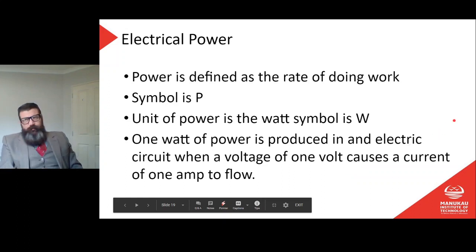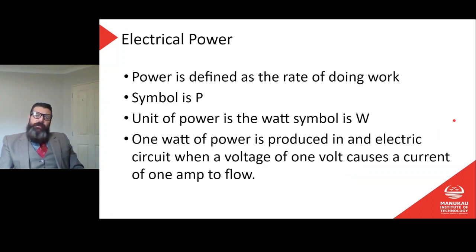Electric power. Power is defined as the rate of doing work. The symbol is P. The unit of power is the watt. The symbol for a watt is W. 1 watt of power is produced in an electric circuit when a voltage of 1 volt causes a current of 1 amp to flow. So that should tell us how we calculate power, right?